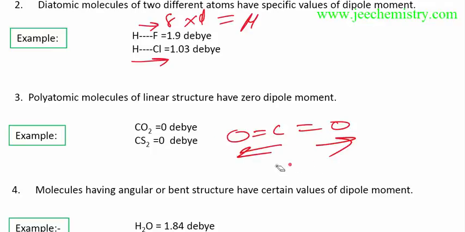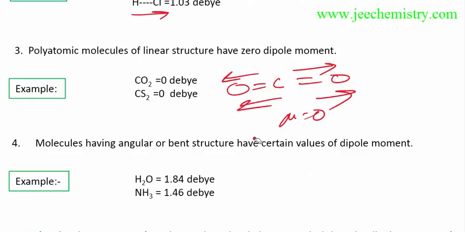In this structure, the dipole moment will be 0, because the dipole moments are cancelling. You have to find the molecular dipole moment. Each bond has a dipole moment, but they are in opposite directions, so overall the dipole moment of the molecule will be 0, because dipole moment is a vector quantity, so we have to add vectorially with direction and magnitude, and the dipole moment will be 0.